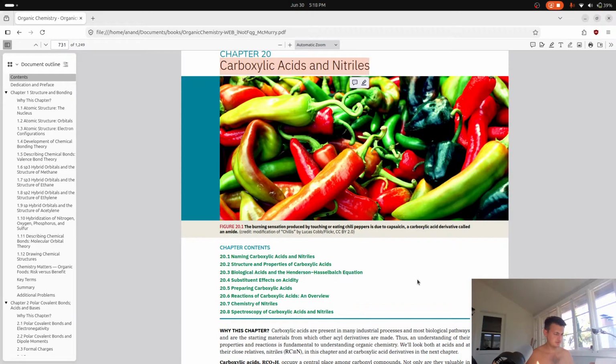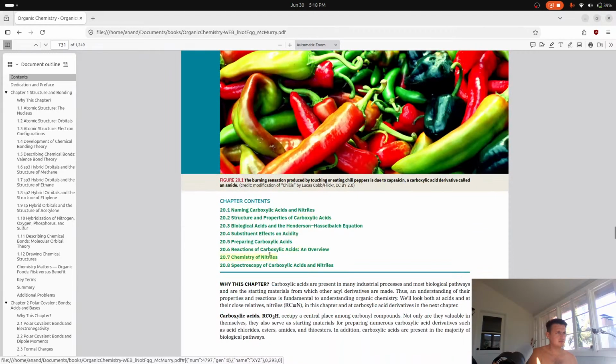All right, so this chapter is pretty quick, I think. It's naming, properties, and structure. Then it's a review of acid-base stuff, substituent effects on acidity of the carboxylic acid, preparing carboxylic acids, an overview of carboxylic acid reactions, some stuff on nitriles, and then we'll probably skip this stuff on spectroscopy.